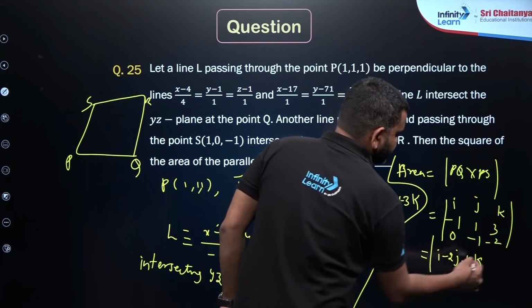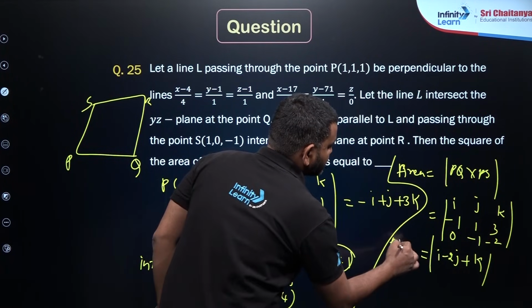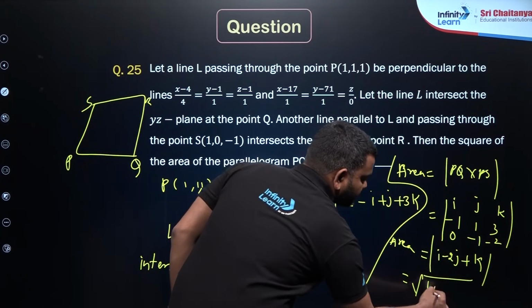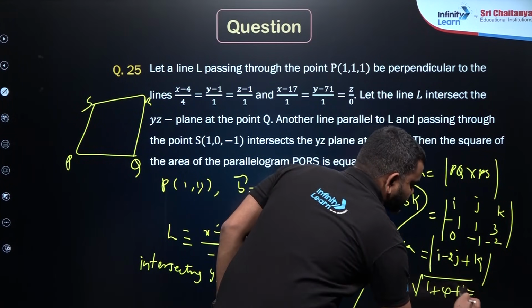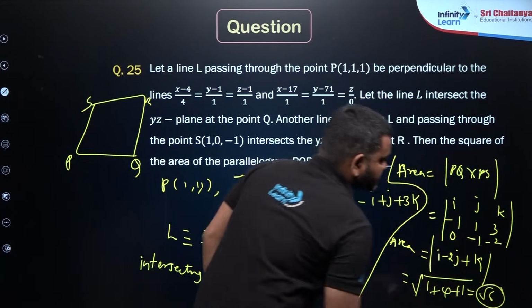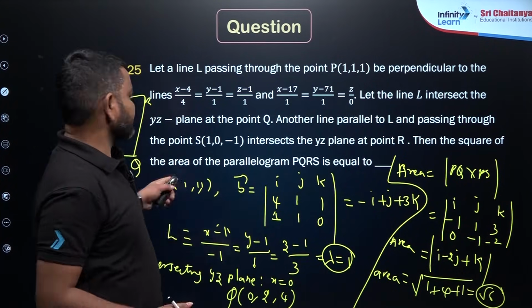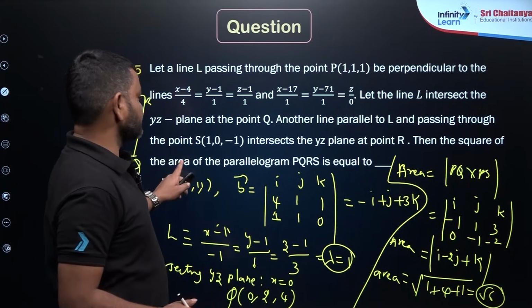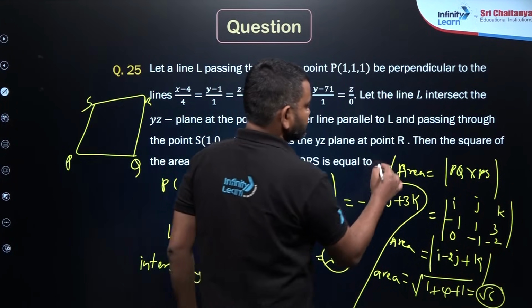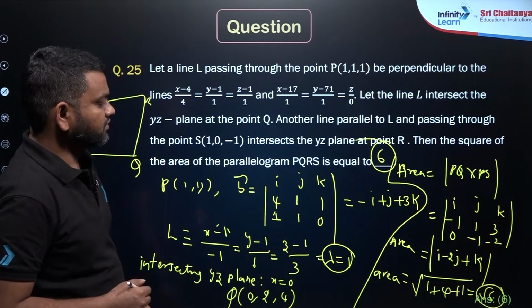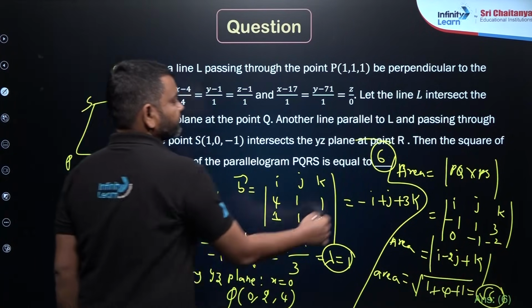So for this I have to find the magnitude, which is going to be under root of 1 plus 4 plus 1. This is going to be under root 6. So area is under root 6. Then they are asking you to find the square of the area. So root 6 square is going to be equal to 6. Yes, your answer is 6.